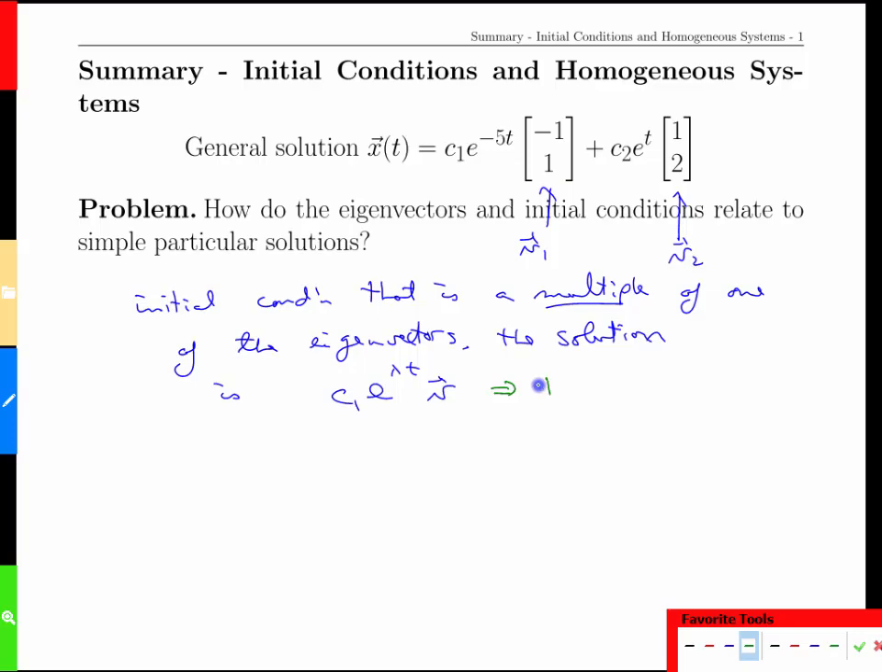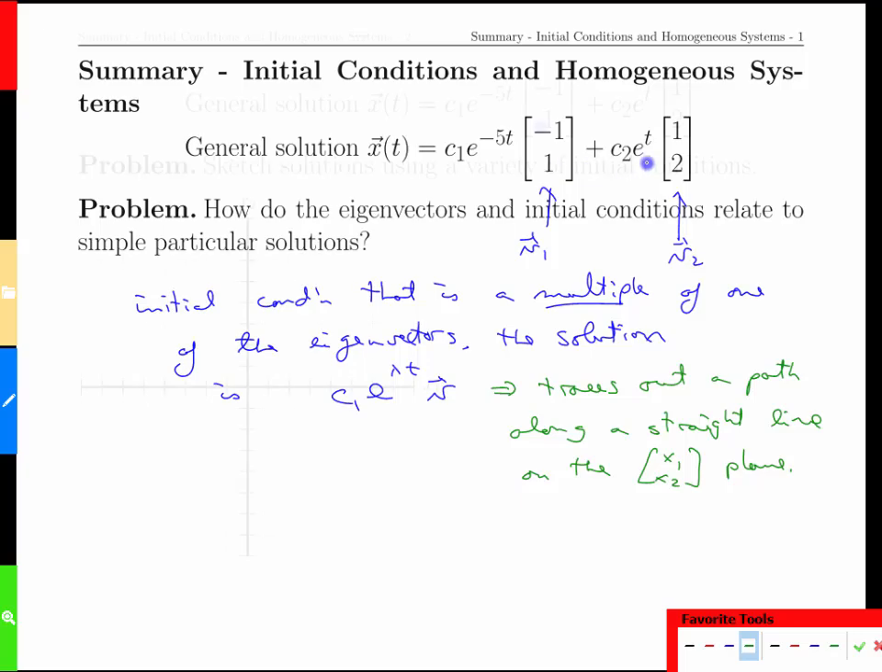And that implies that it traces out a path along a straight line when we talk about the plane x1, x2. There's no combination, no some of this direction and some of that direction. There's only one direction dictated by v, and so we get a straight line coming out and we get a simple particular solution. We can get either one of them by choosing the initial conditions appropriately.